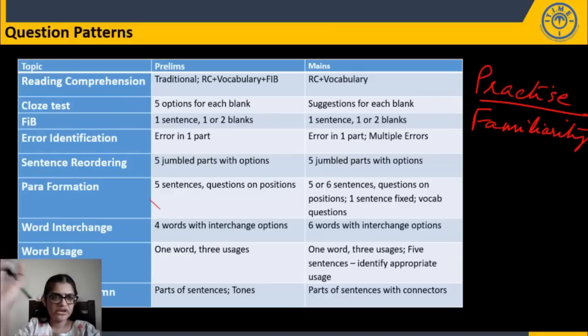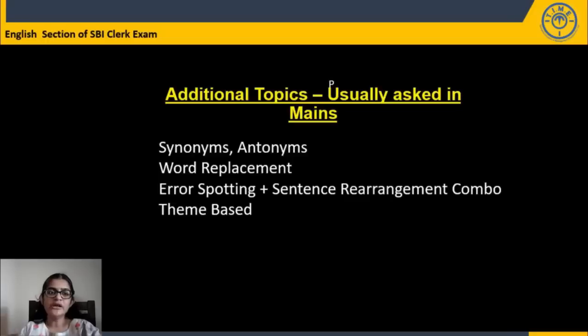Traditional model is you're given a passage, you are given a few questions. In the bank exams, you know, they are all objective type questions with 5 options. Okay, so in reading comprehension, the questions may be either direct questions based on some detail given in the passage, detail based questions, or you may get inference based questions. That is what appears in the traditional model.